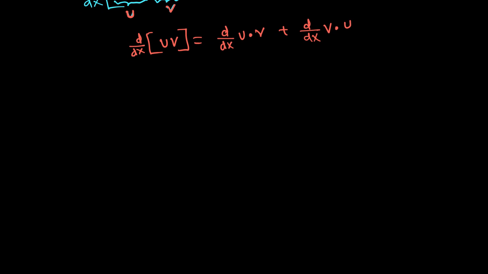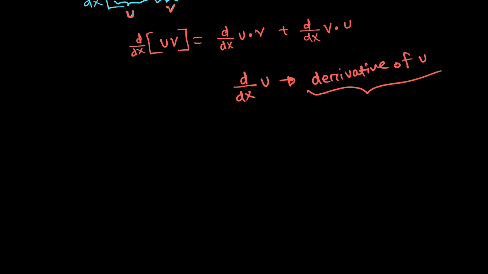And also, if you don't like to write d by dx over and over again, you can simplify this and use u prime. So d dx of u means the derivative of u, and to show this you can also write u prime. So d dx of u and u prime can be used interchangeably. So u prime simply means the derivative of u.